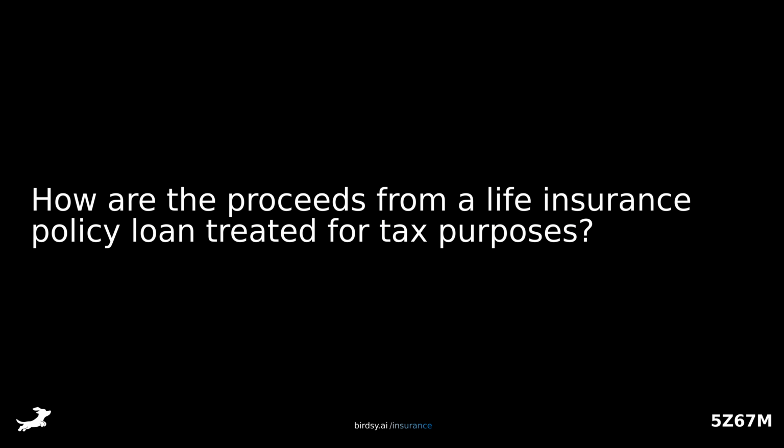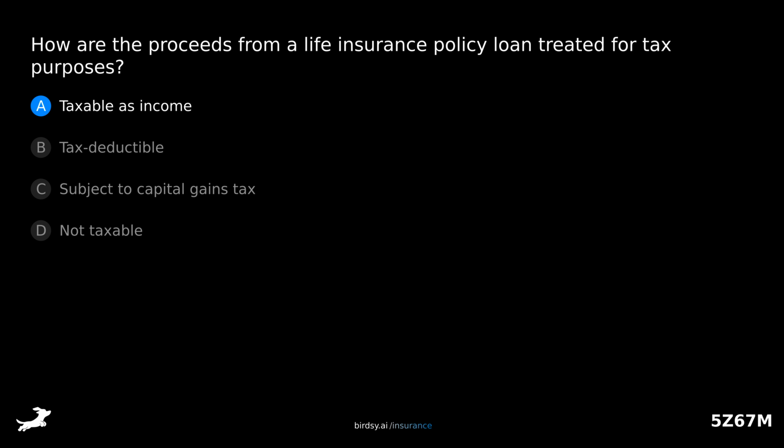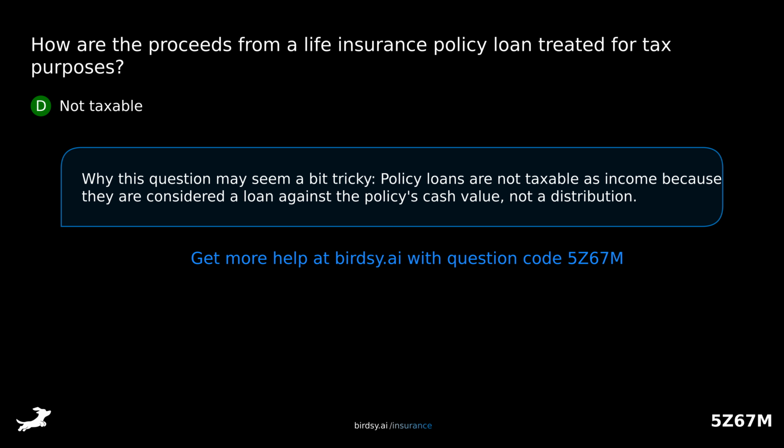How are the proceeds from a life insurance policy loan treated for tax purposes? Is it A. taxable as income, B. tax deductible, C. subject to capital gains tax, or D. not taxable? The answer is D. Not taxable. Why this question may seem a bit tricky. Policy loans are not taxable as income because they are considered a loan against the policy's cash value, not a distribution.